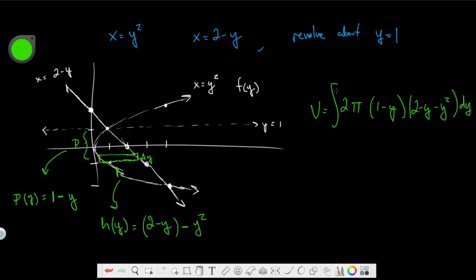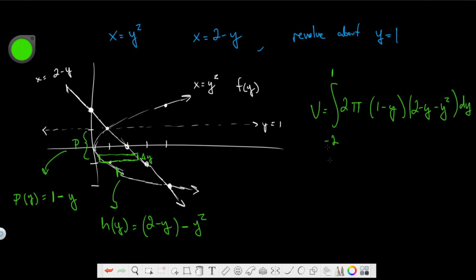dy from, where are we coming from? We're going from negative 2. Don't forget we're talking about y here. y equals negative 2 to 1. I could set these equal to establish that it's negative 2 to 1, but in this problem we can visually see that it's negative 2 to 1. Cool. So let's go ahead and solve this thing.